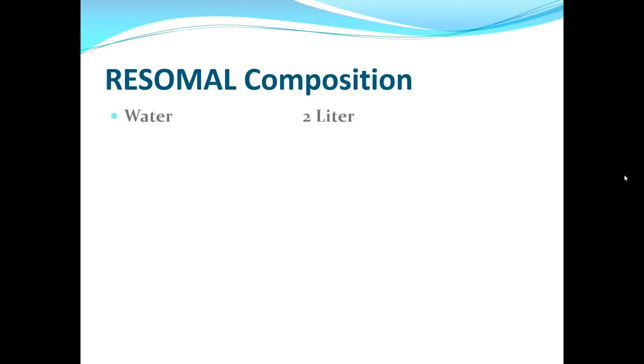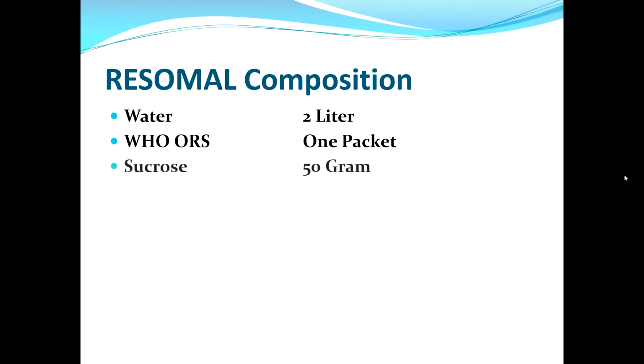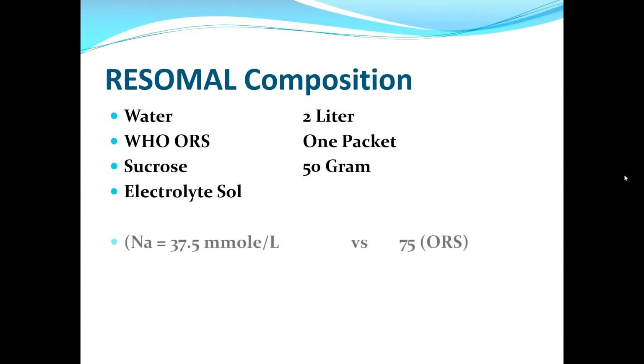The ReSoMal we have been talking about, we can make ReSoMal in our own setup by using 1 packet of ORS for 2 liters of water. There is double dilution. We add extra sugar in it, like sucrose, 50 grams, and then we add electrolyte solution with more potassium.